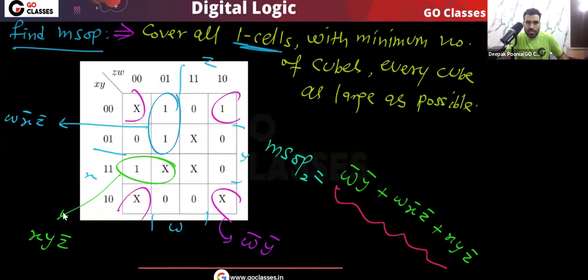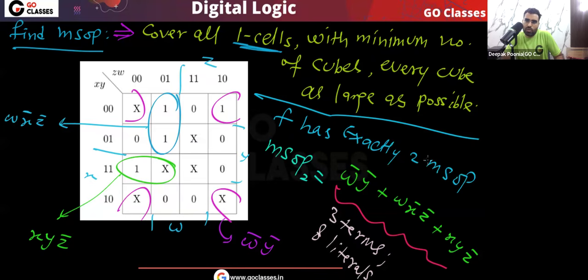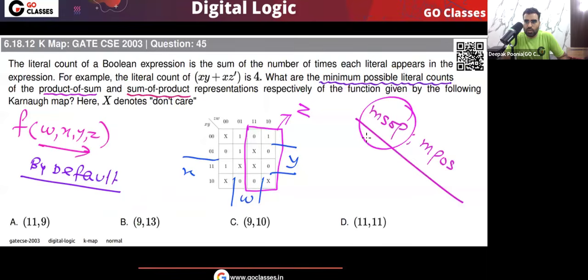Here also you can see that there are 3 terms, and there are 3, 3, 2, so 8 literals. Remember that F has only 2 minimal SOP. This function F has exactly 2 minimal SOP, not more than that, not less than that. The number of minimal SOP is only 2. So finally, I can say that the minimal SOP has 8 literals. We have already found that it has 8 literals.